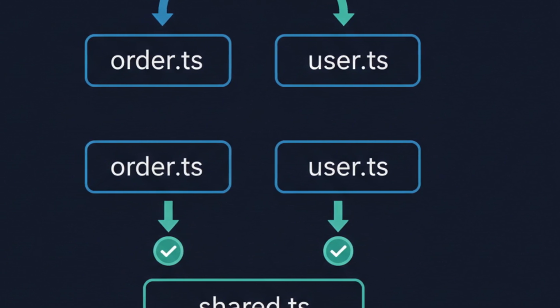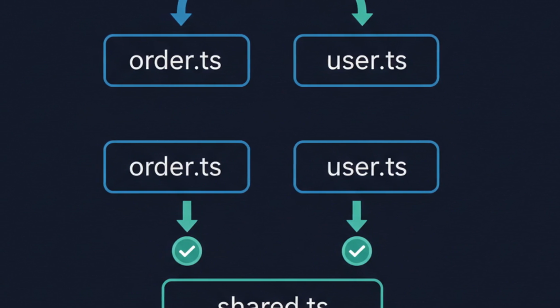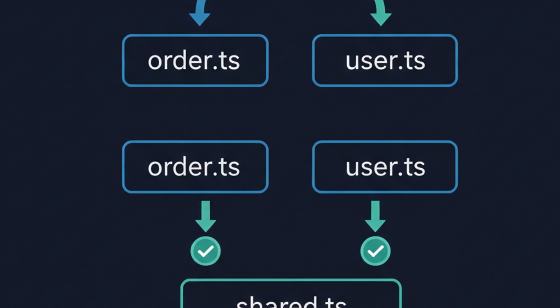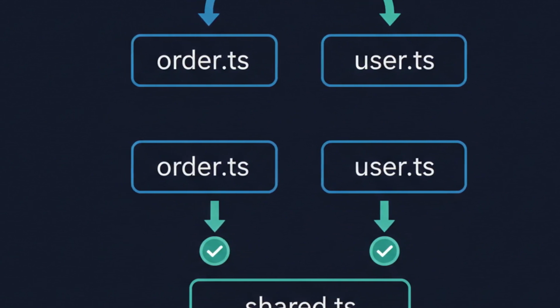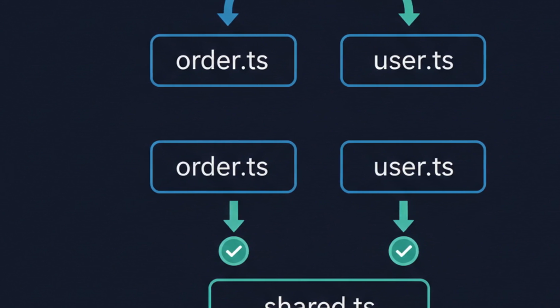The cleanest fix is to extract the shared piece into a third module that both import. Type-only imports also help, since they disappear at runtime and break the cycle. When a value is suddenly undefined for no reason, suspect a circle.